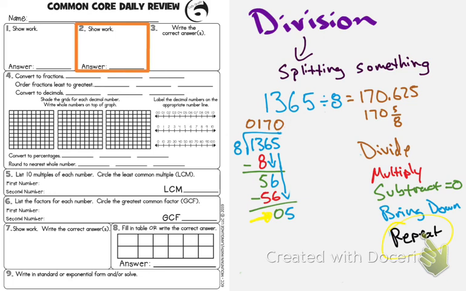So those are the steps to do long division. Obviously, there's lots of other resources where you can continue to practice long division throughout the course of this year, but this is a great one for you to go ahead and take a look at.